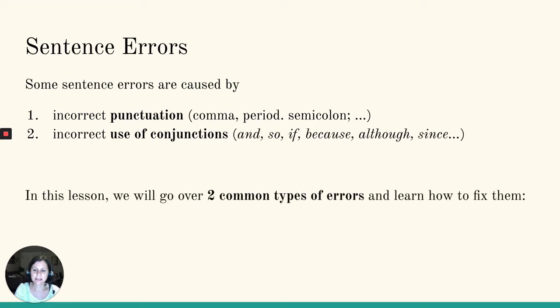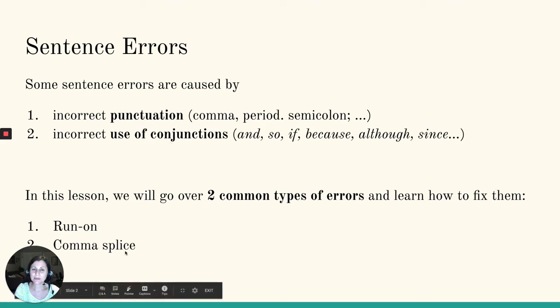In this lesson, we will go over two common types of errors and learn how to fix them: run-ons and comma splices. So if we understand punctuation and how to use conjunctions, we avoid these two types of errors. First, let's talk about punctuation.